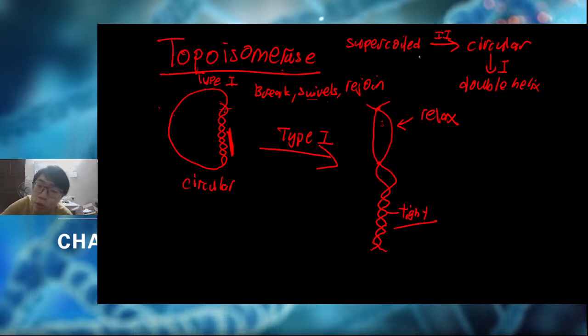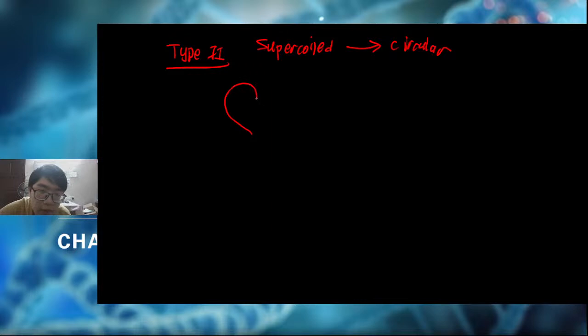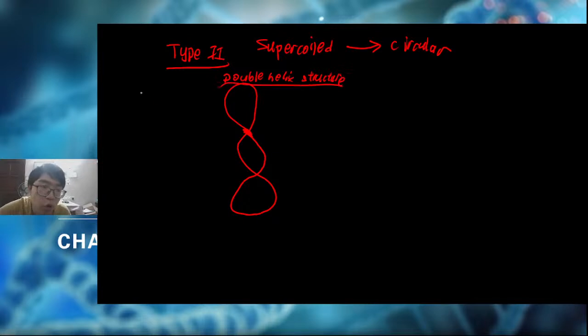Okay. Lepas tu, type 2 is for supercoil to circular. So, top 2 macam mana saya erase lah. Okay. Type 2 is for supercoil shape to circular. Means that supercoil macam mana? Supercoil macam ni. So, dia macam ni punya. Awak tengok dia. You have to imagine, this is double helix structure. Ini double helix punya, bukan single-stranded. I just want to draw that. You have to draw double helix structure inside, and it is in the supercoil form. You have to imagine, you have to ingat, it is supercoil form.